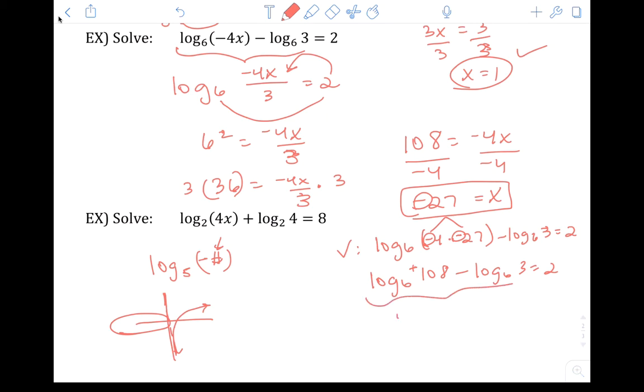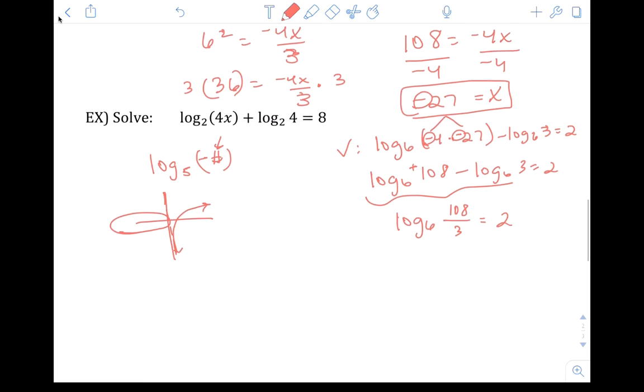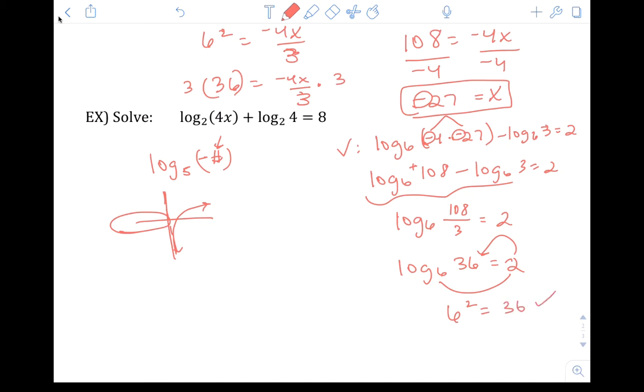When you put those together, log base 6 of 108 divided by 3, 108 divided by 3 is 36. So you have log base 6 of 36 equals 2. Is 6 to the second equal to 36 when you change it from base to exponent? Yes, it is. Negative 27 is not extraneous. It works just fine.